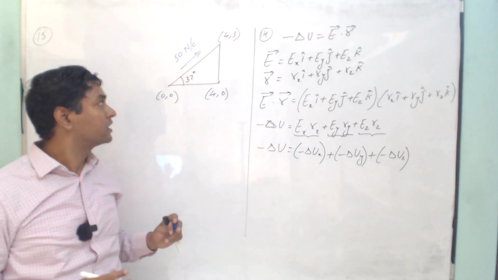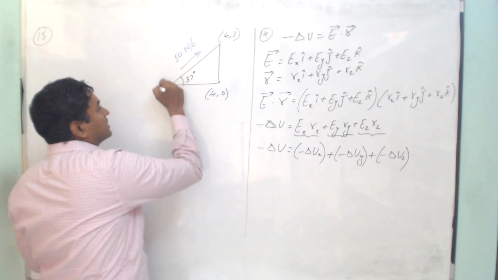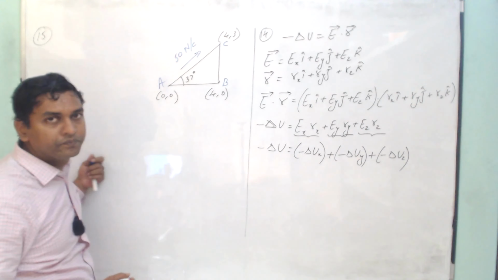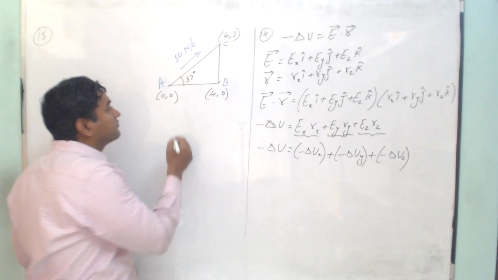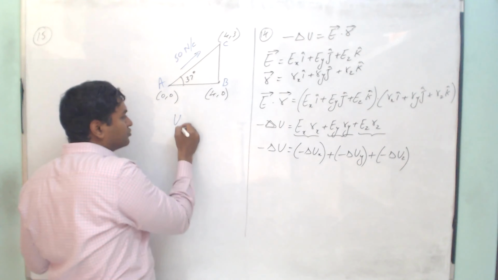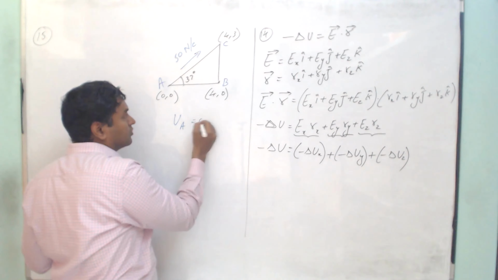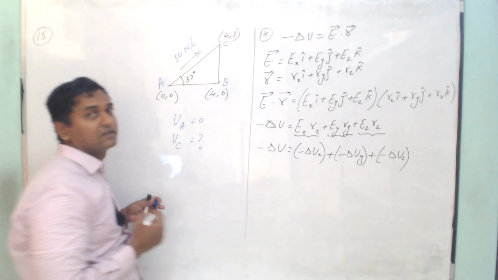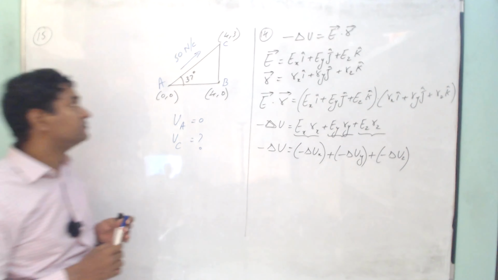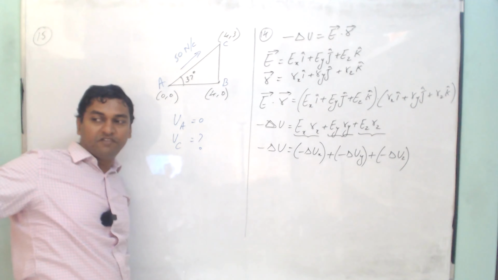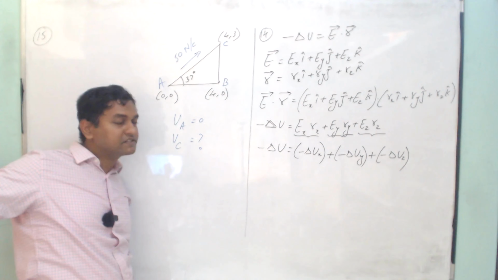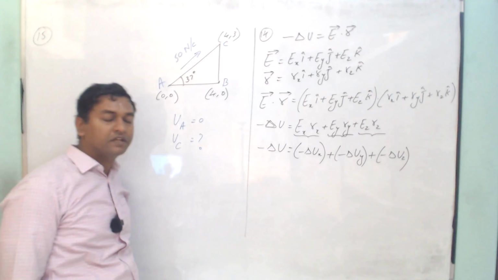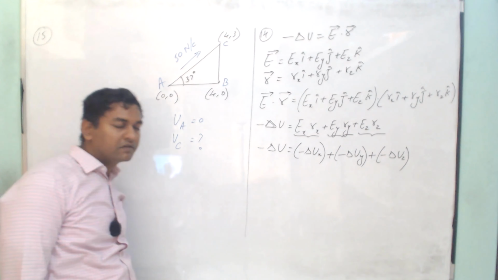Okay. Now, let's say A, B, C. Suppose my VA is equal to 0. What will be VC? If VA is 0, did you understand the question? I understood, sir. The electric field is up the inclined plane, let's say, from A to C.